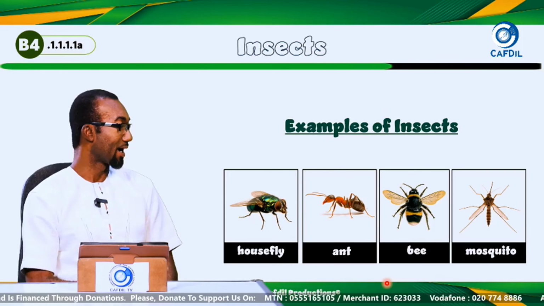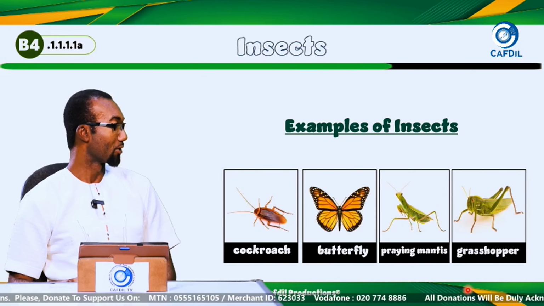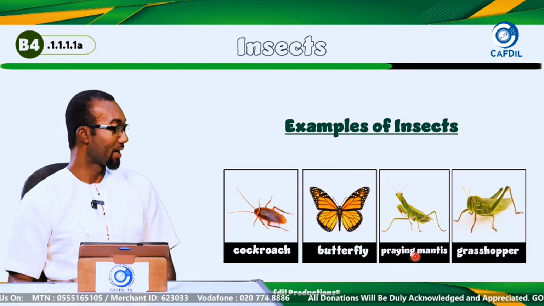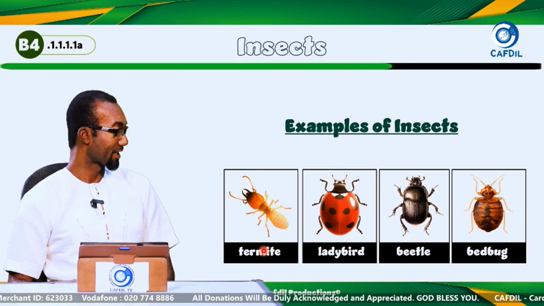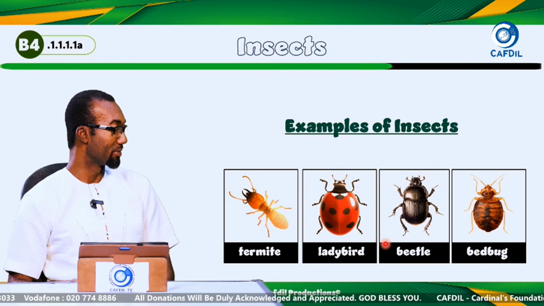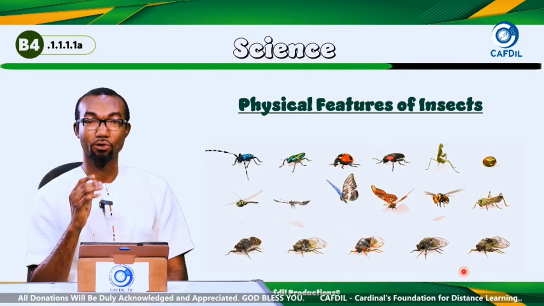So we looked at the housefly, the ants, the bee, the mosquito. We also looked at the cockroach, butterfly, praying mantis is also an insect, the grasshopper. We also have termites, ladybird, beetle, bedbug. These are all examples of insects.